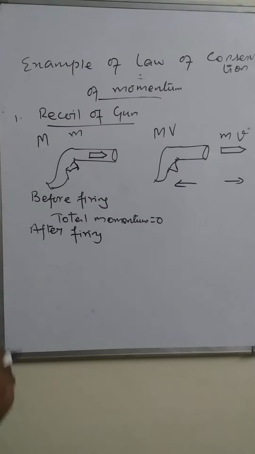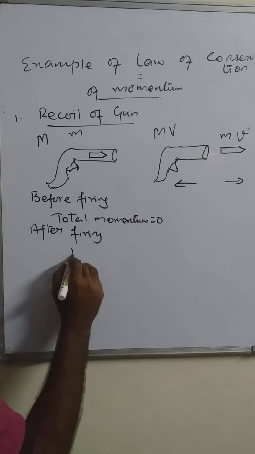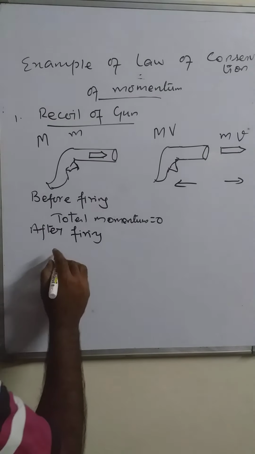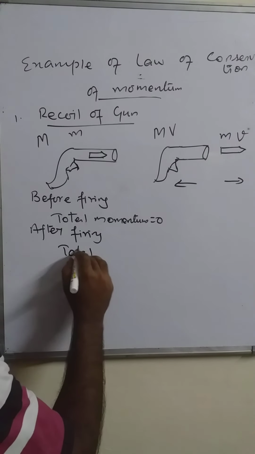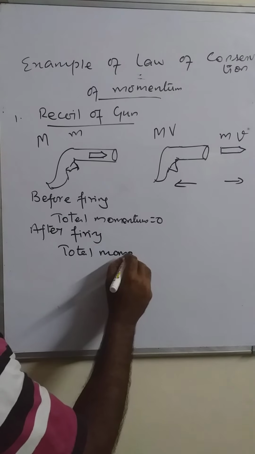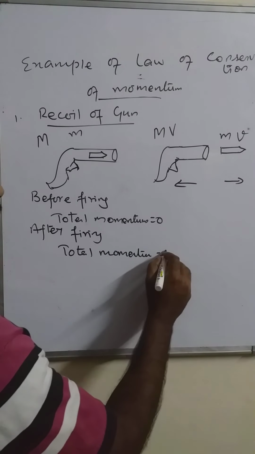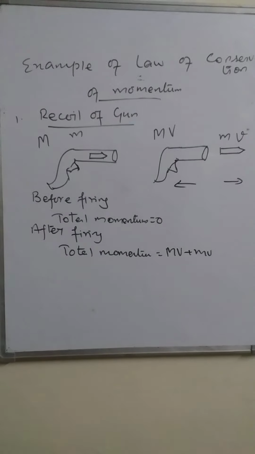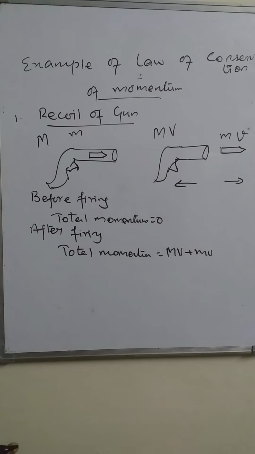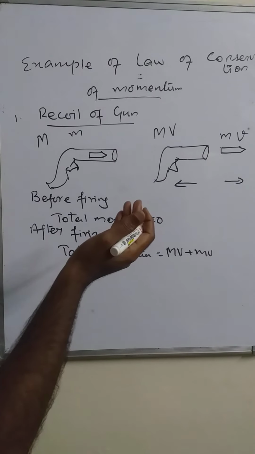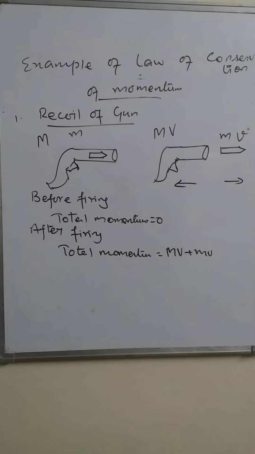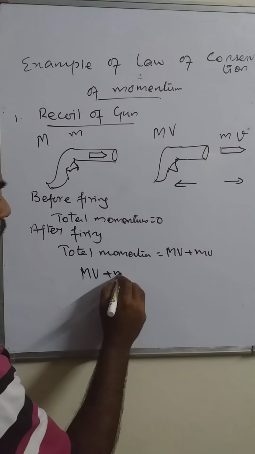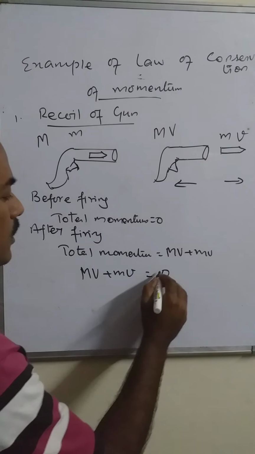the momentum of the bullet and the gun, that is, the total momentum, is equal to mv plus MV. Since no external unbalanced force is applied, total momentum before firing and after firing are equal. Therefore, mv plus MV is equal to 0.